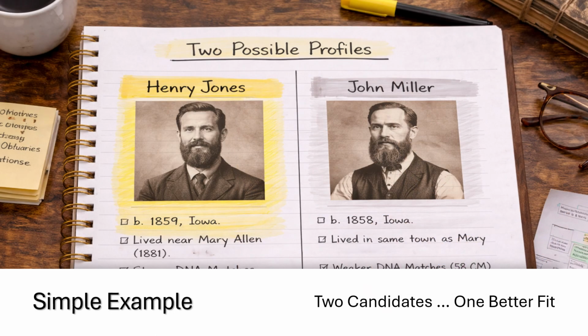Let's look at a simple example. Imagine you're trying to determine which of two individuals could be the correct parent in a DNA case. Both seem possible, but when you compare the DNA matches, one shows stronger, more consistent connections. When you combine that with the records and timelines, one option begins to stand out more clearly. This is how a proof argument develops, not from a single piece of evidence, but from how everything fits together.